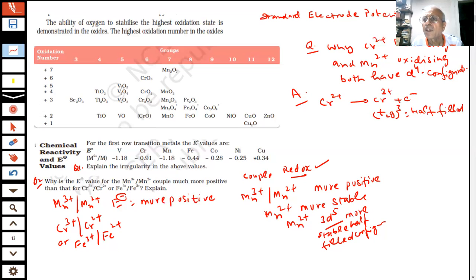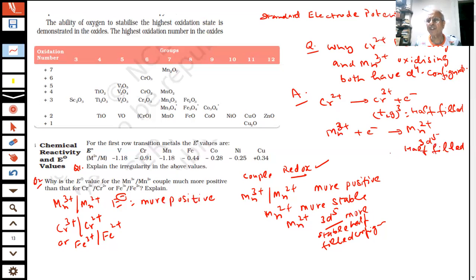And what is happening in Mn? Mn3+ is oxidizing, meaning it is converting into Mn2+. This is not Mn2+, this is Mn3+: Mn3+ to Mn2+. So it will be a half-filled configuration, so it will be extra stable. Mn2+ is 3d5, half-filled.